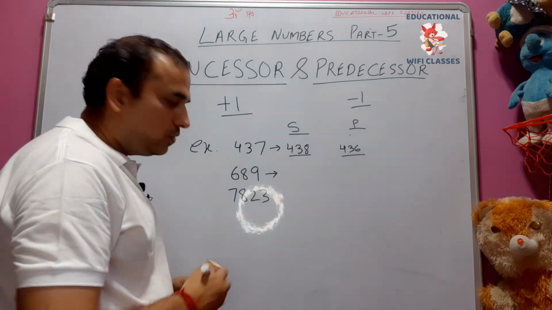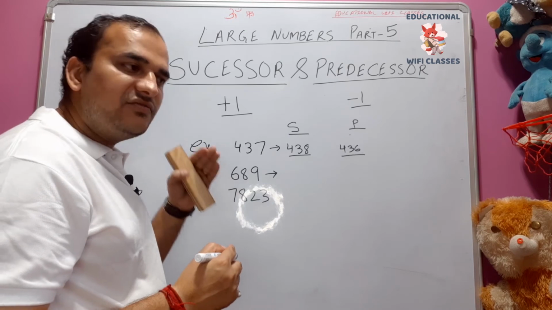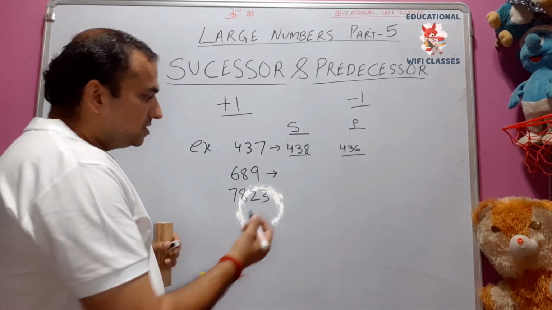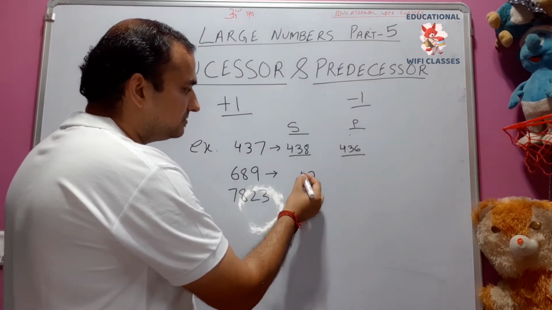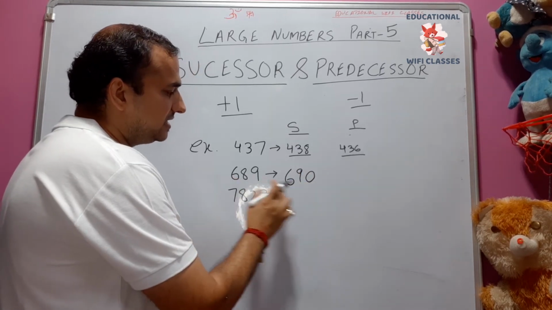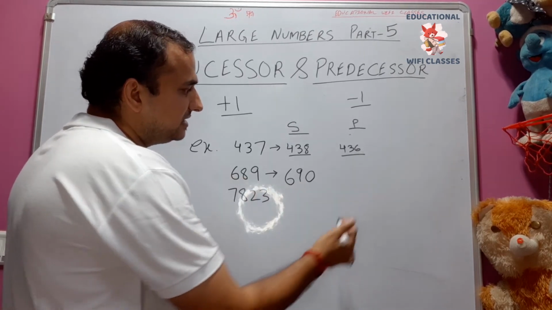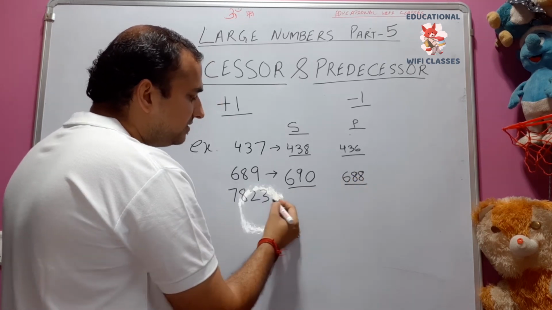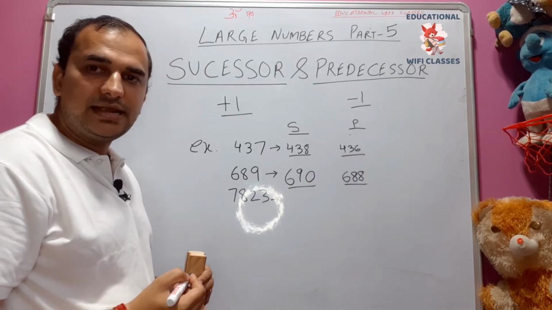When we add 1 to 9, it will become 10. Once it becomes 10, we have to keep in mind that 1 is carried over, and it will be added in the tens place, the next place value. So 9 will become 0, 1 is carried over to 8 so it becomes 9, and 6 comes as it is. So 689 becomes 690 for the successor, and the predecessor of 689 will be 688. You can try to solve this question on your rough side first, and then check whether you get the right answers or not.